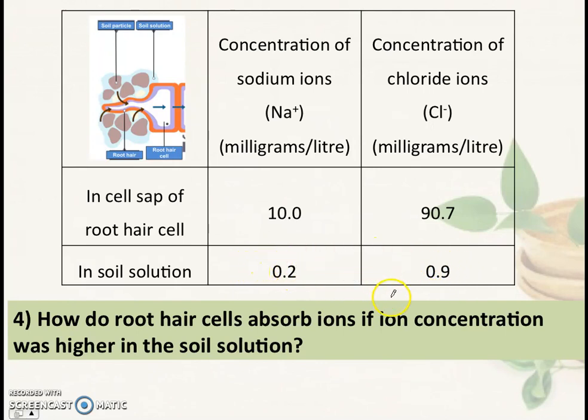But what happens if the mineral ion concentration is higher in the soil solution? So for instance, what if the plant was growing in a place where there were a lot more sodium ions? So let's say this will be 13.0 or something. Now, the root hair cells will absorb sodium ions along its concentration gradient, right? From a region of higher concentration to a region of lower concentration. And hopefully that rings some bells and you remember that that process is called diffusion.